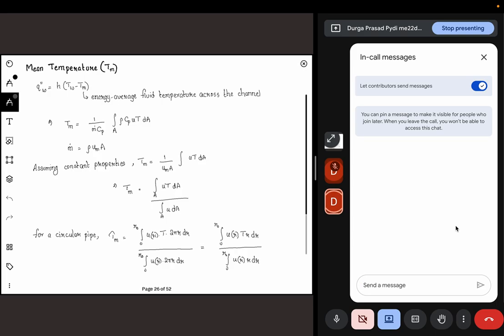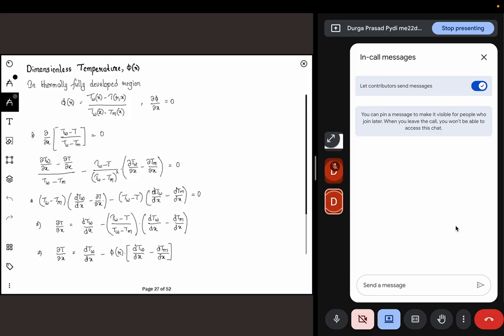Then we precisely defined what the mean temperature is. The mean temperature has to be defined in this particular way. Depending on circular or parallel plate, the dA will accordingly change. And we came back to the precise definition for the dimensionless temperature phi, which is (Tw minus T) by (Tw minus Tm). And then for a fully developed condition, we need del phi by del x to be 0.